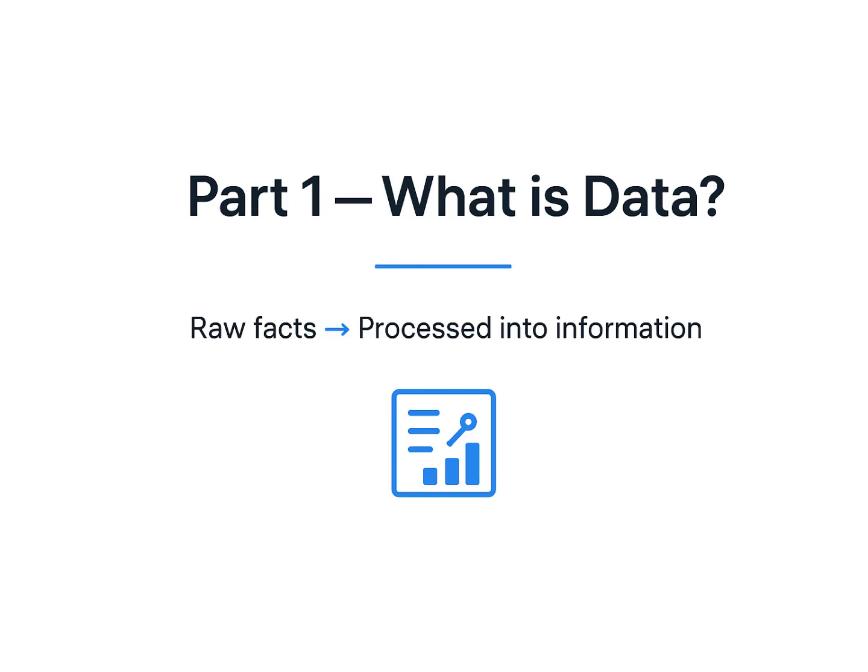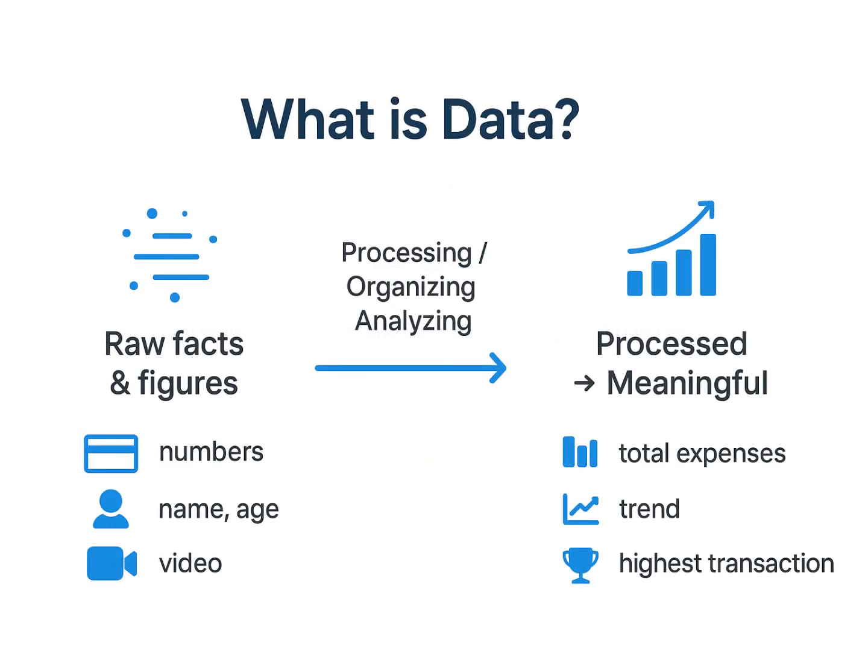Let's start with the most basic question. What is data? Data is simply raw facts and figures. For example, numbers in your bank statement, your name, age, and email when you sign up for a website, or even a video you record on your phone. On its own, data does not mean much, but when we process it, organize it, and analyze it, that is when it becomes information. Example, a list of transactions is just raw data, but when we calculate the total expenses or find the highest transaction, that becomes information. So remember, data is raw, information is refined.